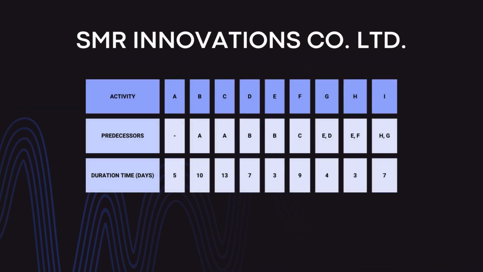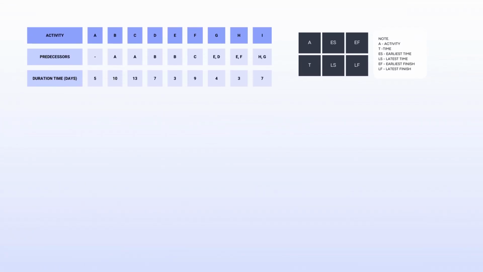Here is SMR Innovations Company Limited. This company has tasks from A to I that need to be accomplished. Predecessor refers to the task that must be completed before another task can begin, while duration time is the estimated time for the task completion. Using the critical path diagram, we will identify the completion time of these tasks.